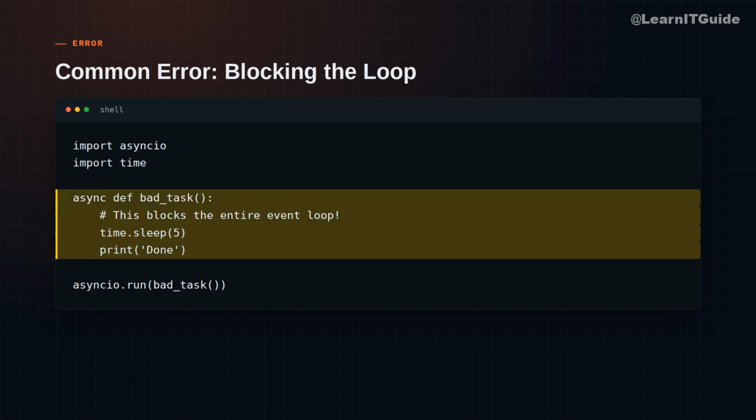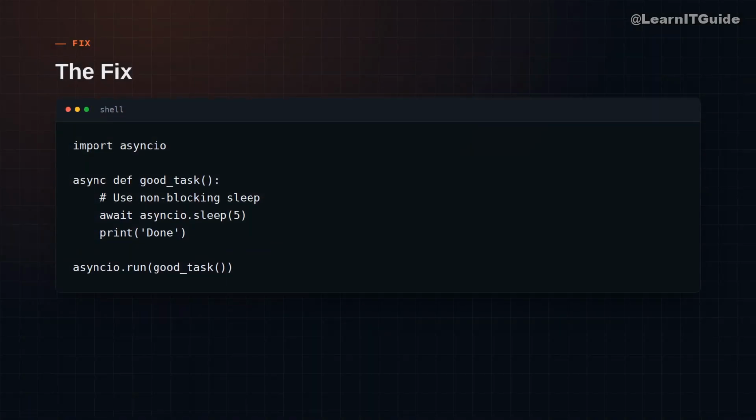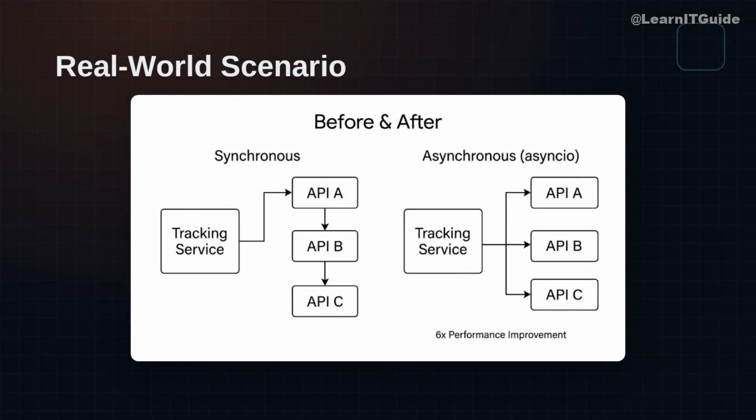Never use synchronous blocking calls inside an async function. The fix is simple. Replace time.sleep with await asyncio.sleep. This allows the event loop to yield execution to other pending tasks while waiting for the timer, keeping your application responsive and performant.